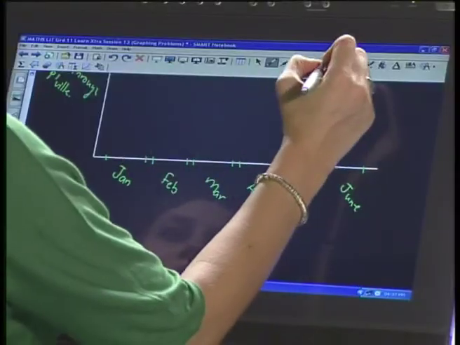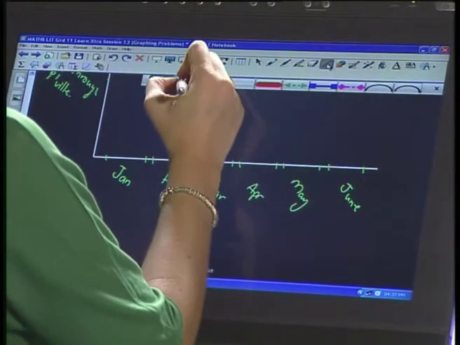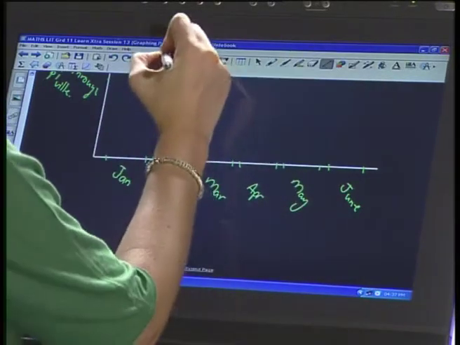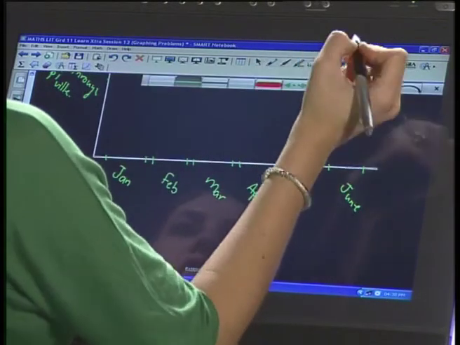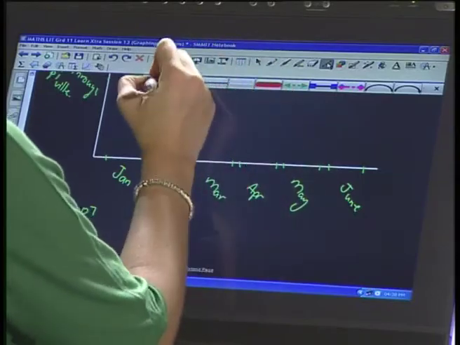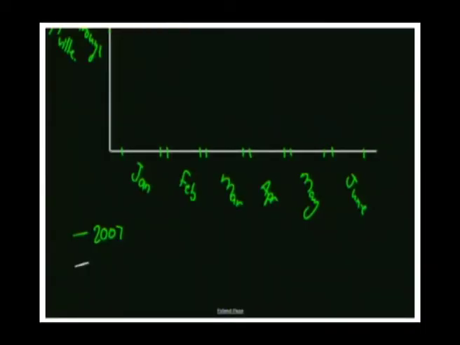Now, the other important thing that we need to do is make sure that we've got a key. We need to know which is going to be 2007 and which is going to be 2008. So I suggest that you choose two different colors. We can say, let's choose green for 2007. And what other color do I have with a straight line? White. We've got for 2008.